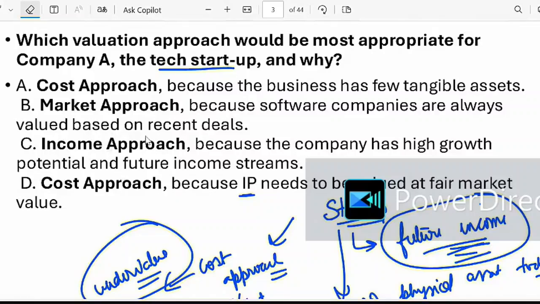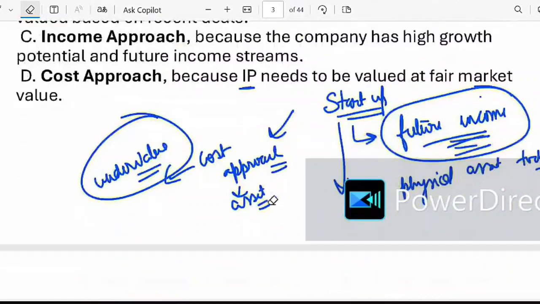because it does not have any physical asset right now. And if you go for market approach, market approach tells you the current market price. But since it has just started, since it is a startup, this market value is not that much, right? So that would not be appropriate. So the correct answer to this question is income approach. So I hope it is clear now. Now look at the next question.